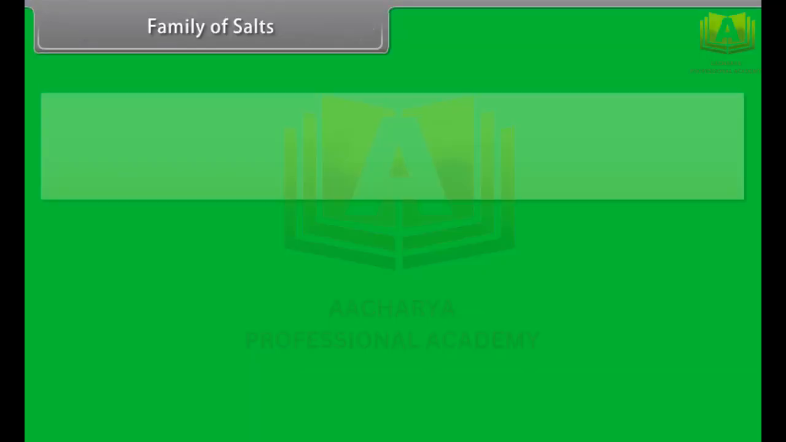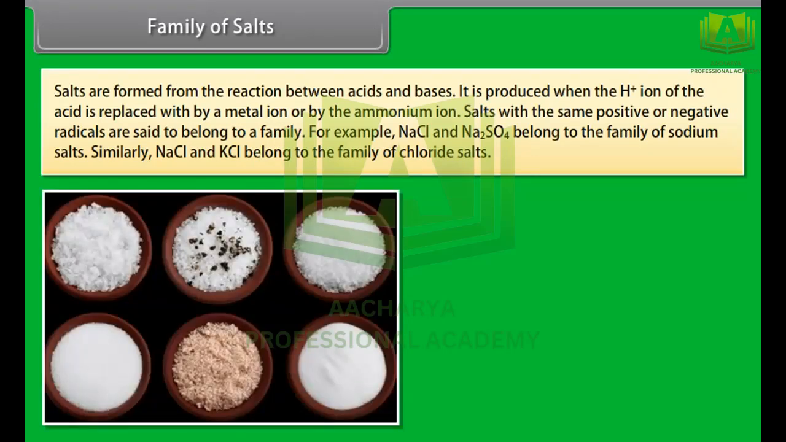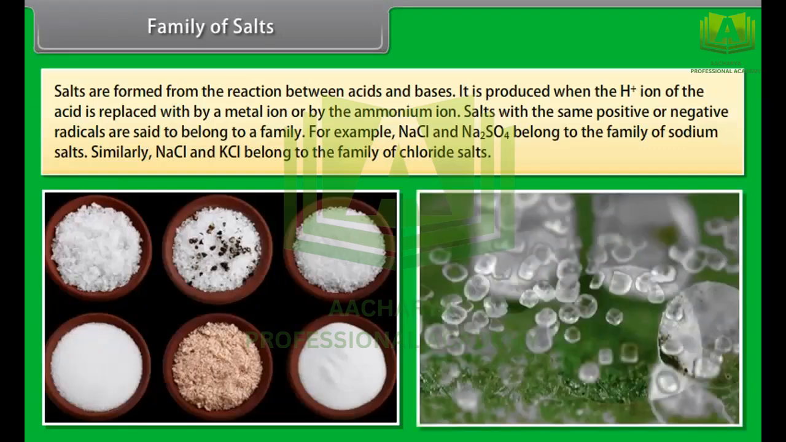Family of salts. Salts are formed from the reaction between acids and bases. It is produced when the H plus ion of the acid is replaced by a metal ion or by the ammonium ion. Salts with the same positive or negative radicals are said to belong to a family. For example, NaCl and Na2SO4 belong to the family of sodium salts. Similarly, NaCl and KCl belong to the family of chloride salts.